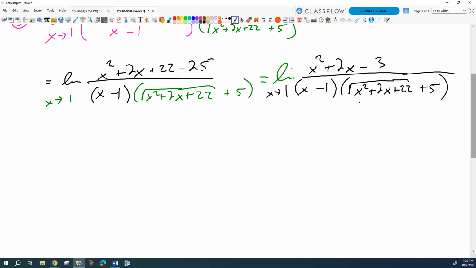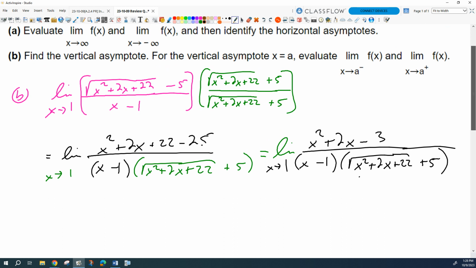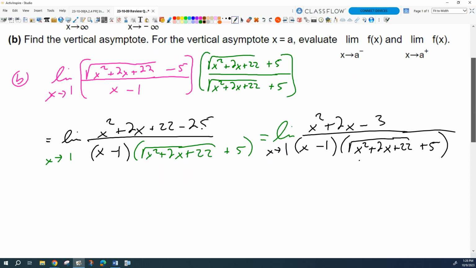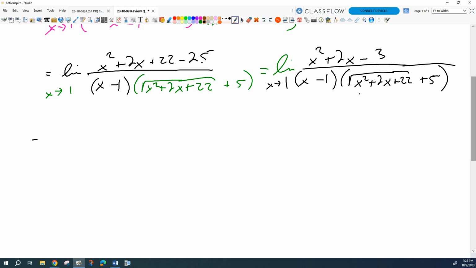What next? Factor the top, right? Do you see why we're doing that? On the top, when we multiplied by that conjugate, we got rid of the square root issue, and now we just get a regular old polynomial that I can factor. So the top becomes, what's that factor into? x plus 3 times x minus 1.